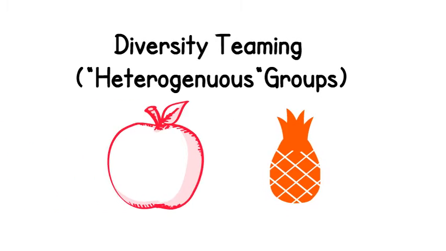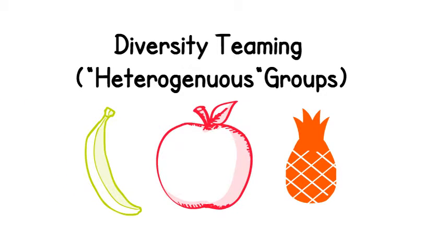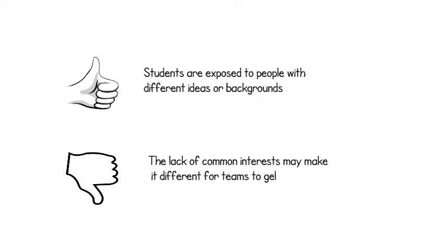Diversity teaming, or heterogeneous grouping as it's sometimes known, are teams of students with different interests or who normally don't work together. Students are heterogeneous or diverse in terms of their interests, their backgrounds, or their personalities. The plus side is that students are exposed to people with different interests or backgrounds. The minus is that the lack of common interests may sometimes make it difficult for teams to gel.